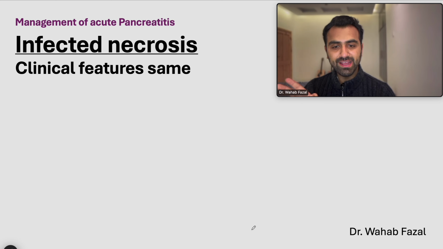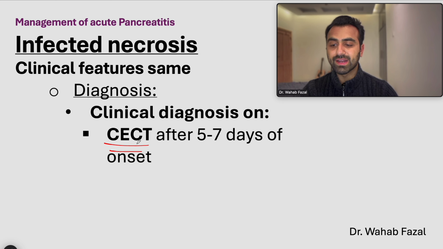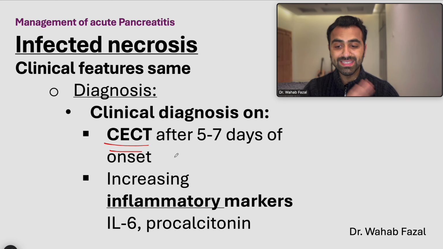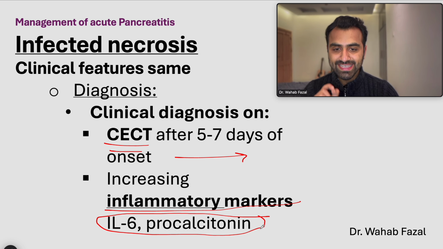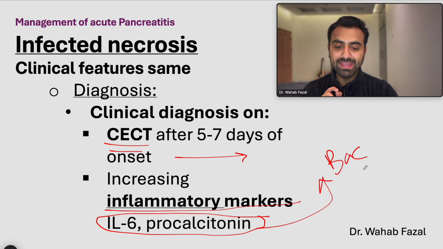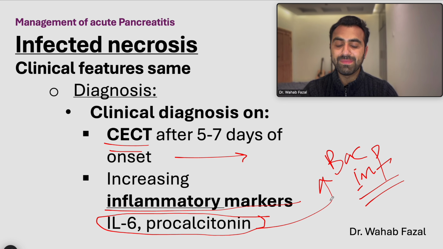Then, with the same clinical features, you're getting persistent tachycardia, persistent fevers, and no clinical improvement. You're also seeing, on contrast enhanced CT, the same thing, gas and bubbles, but now you're seeing those increased inflammatory markers that we talked about, IL-6 and procalcitonin. Now you're suspecting a bacterial infection that might be happening.